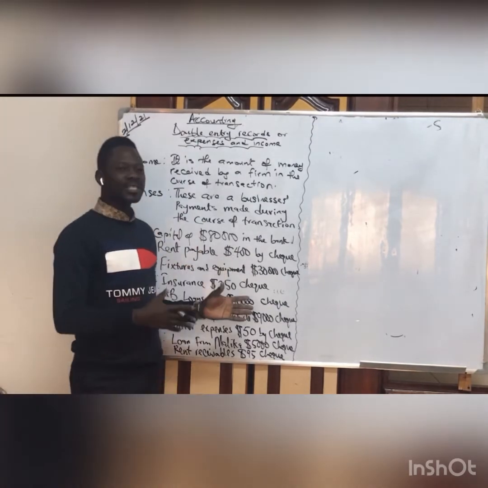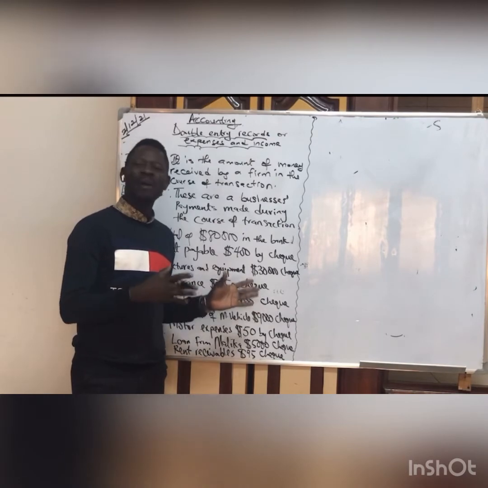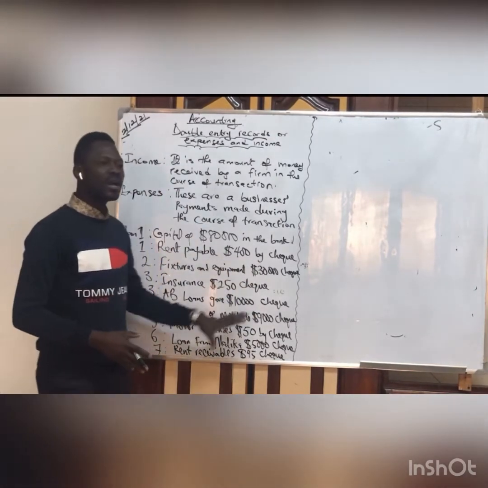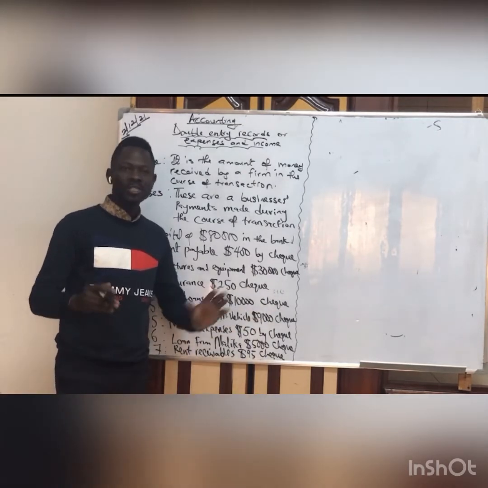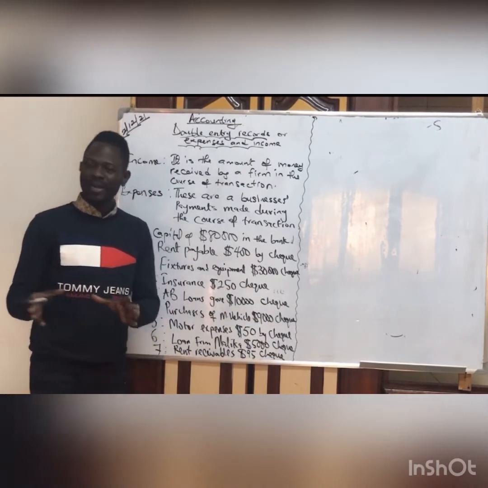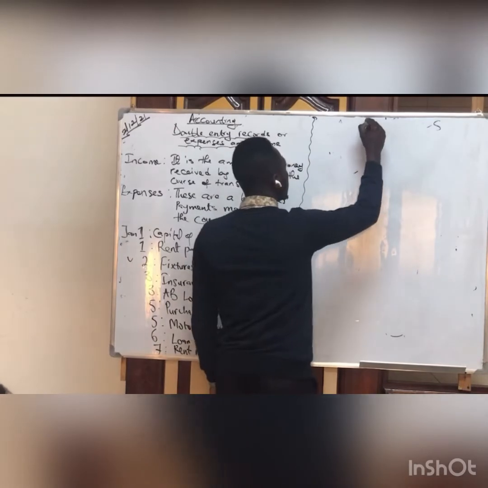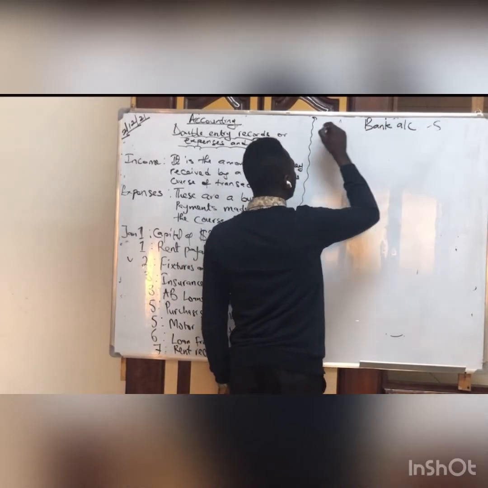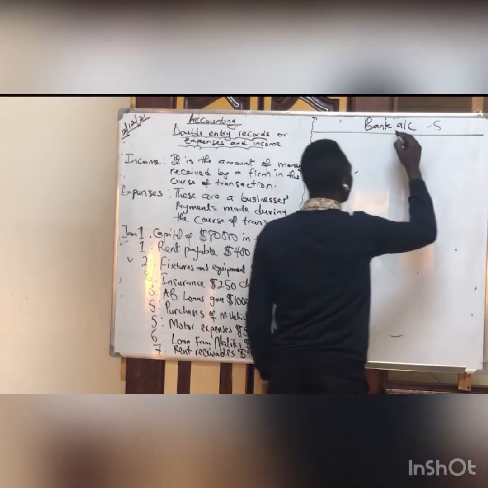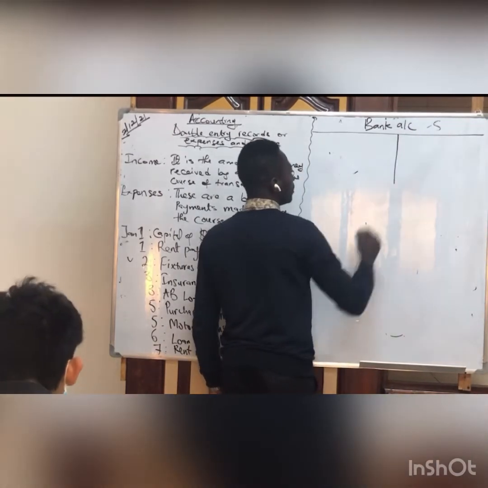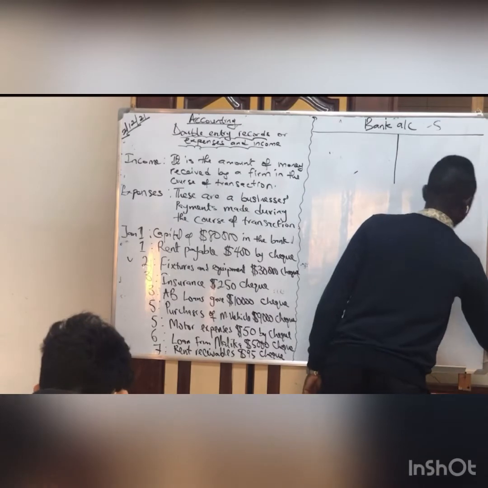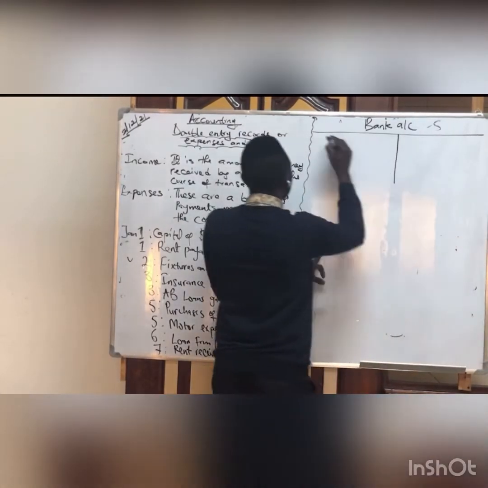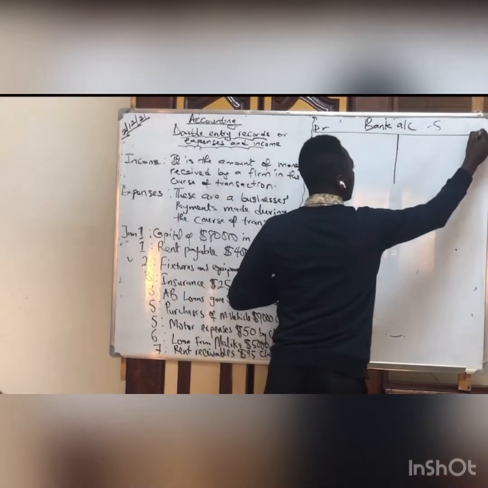Because all the transactions went through what? IJ's bank account. Are you with me? Yes. So all these transactions went through IJ's bank account. So the first thing we have to open is what? IJ's bank account. So we have the bank account ledger for IJ, right? So we start. We have our debit here, our credit here.